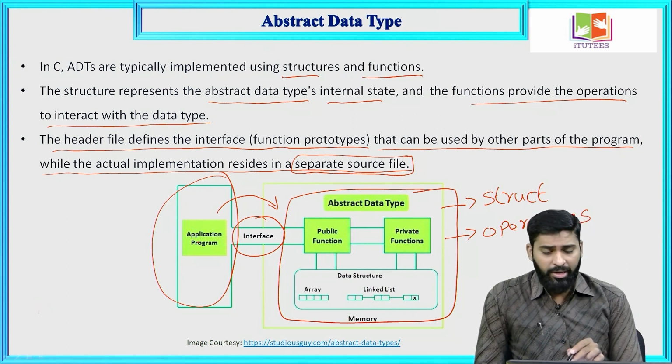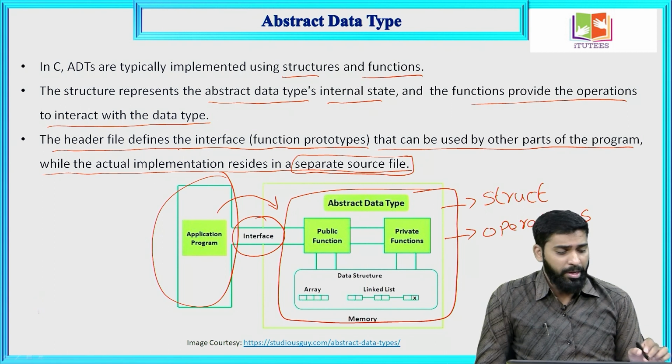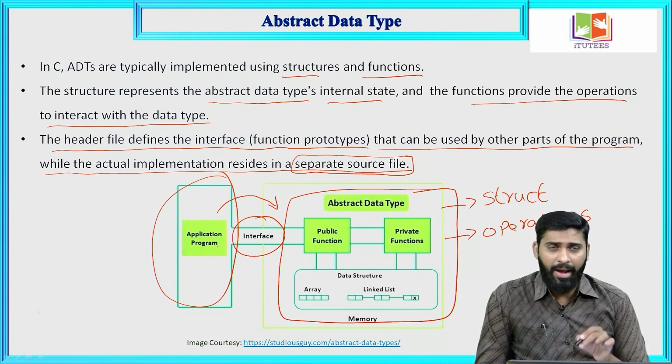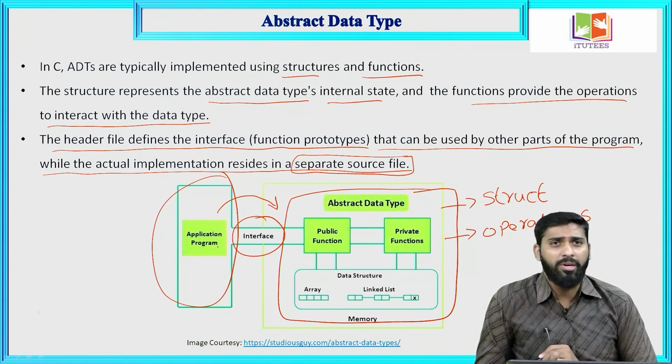The header file defines the interface. stdio.h is an interface that can be used by other parts of the program. So this application program will access the header file through the interface stdio.h.